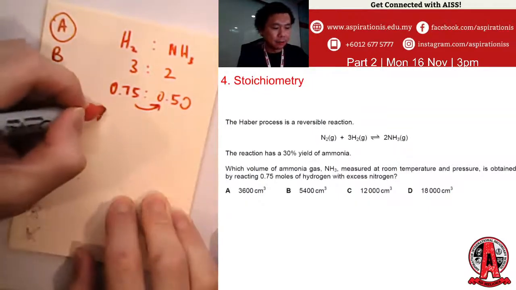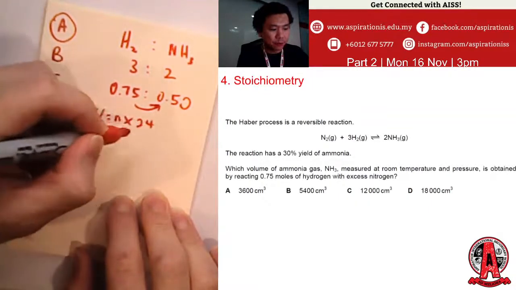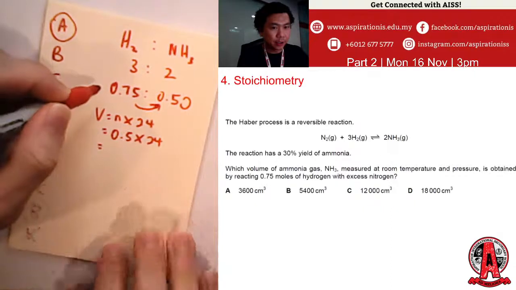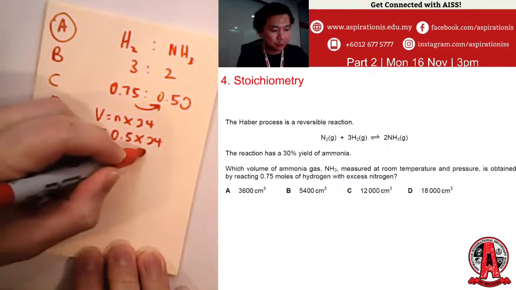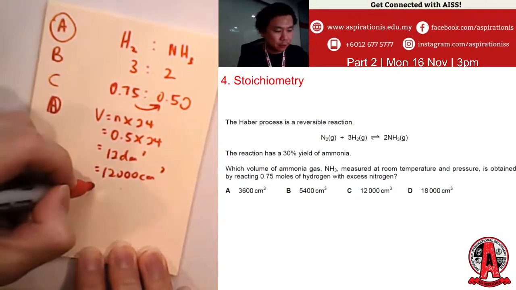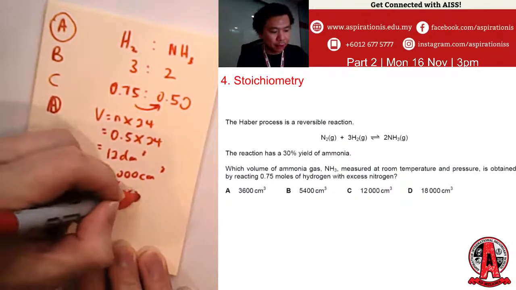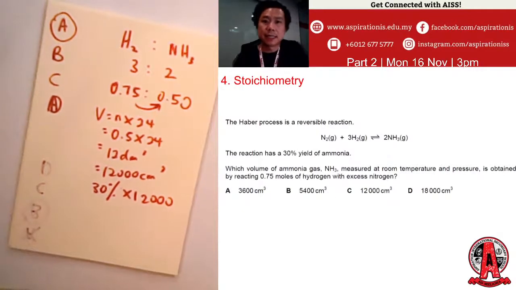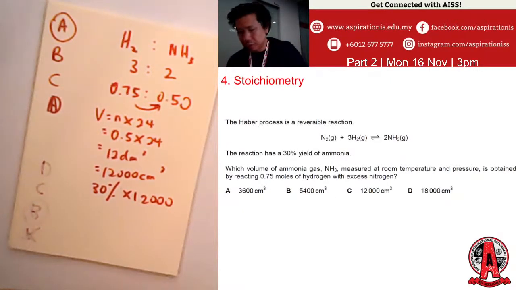Then the volume is moles times 24. So you will get 0.5 times 24, which is 12 decimeter cube, which will be 12,000 centimeter cube. And of course you have to take 30% of that because they say that the yield is only 30%. So from 12,000 you will get 3,600. Well done, Miyoko, Angsin and Dion. Moving on.